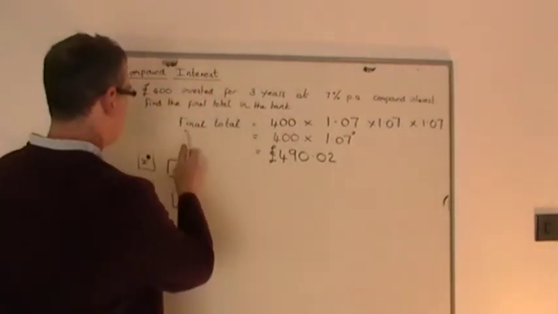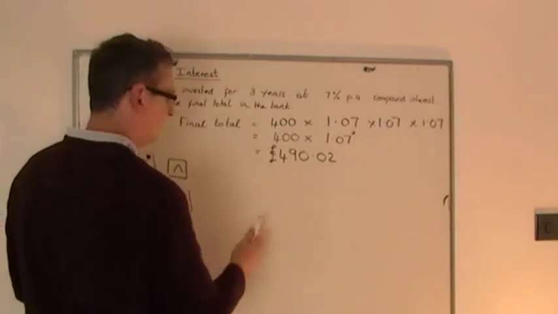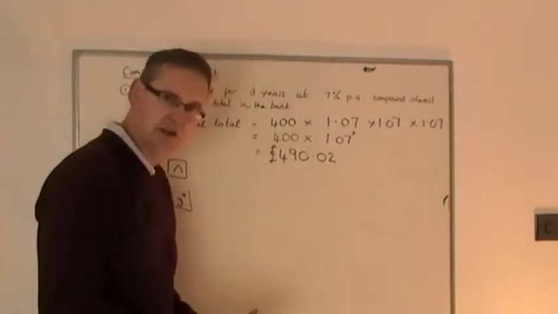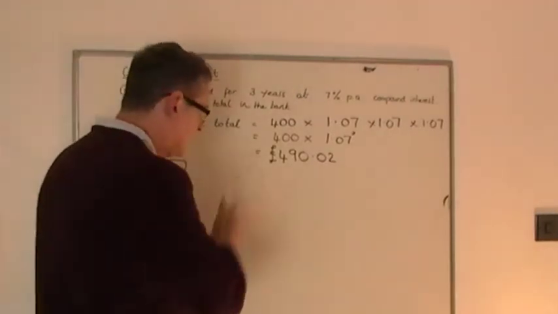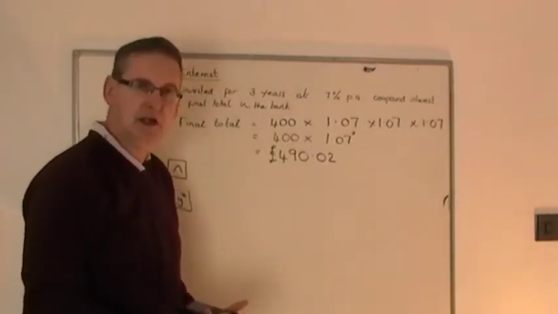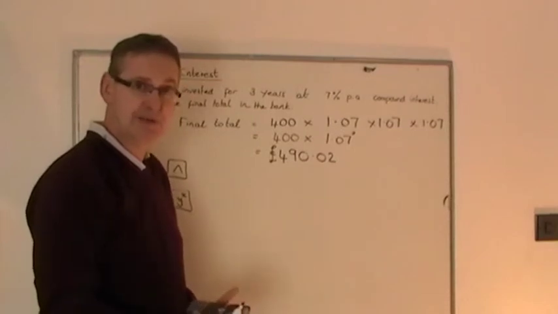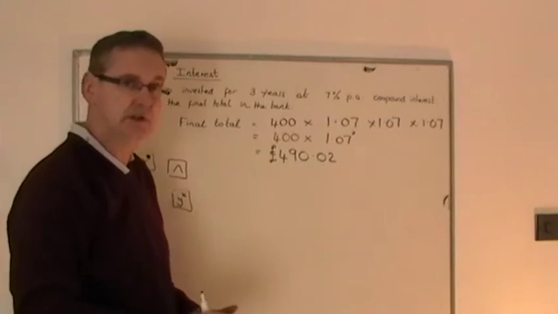Obviously, if the question said not find the final total, but find the interest gained, the compound interest itself, well, you started with 400, you end up with £490.02, then the difference between the two is £90.02, and that would be the compound interest gained over the 3 years.